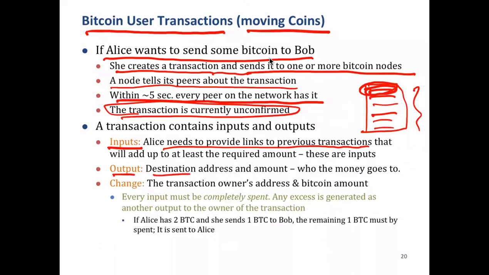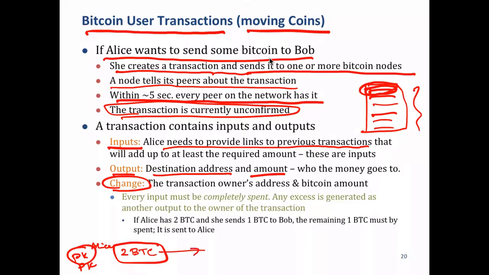For example, Bob's public ID and the amount. And apart from that, there is something very interesting which is called change. Say, for example, Alice has 2 Bitcoin associated with a public key and private key, of course the public key being visible to the outside world, and she sends only 1 Bitcoin to Bob.